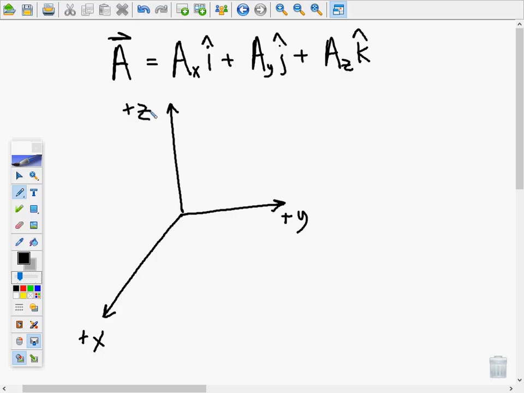So let's say a sub x was 3 units. I might count off 1, 2, 3 in the x direction. And then this here would be the component of A in the x direction, or I could write that as a sub x times unit vector i.